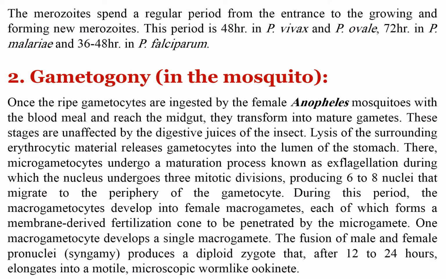The merozoites spend a regular period from the entrance to the growing and forming new merozoites. This period is 48 hours in Plasmodium vivax and Plasmodium ovale, 72 hours in Plasmodium malariae, and 36 to 48 hours in Plasmodium falciparum.